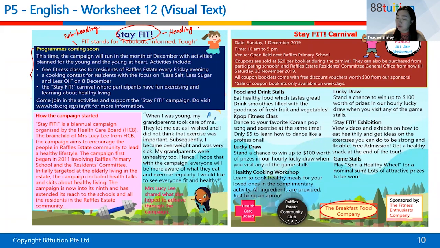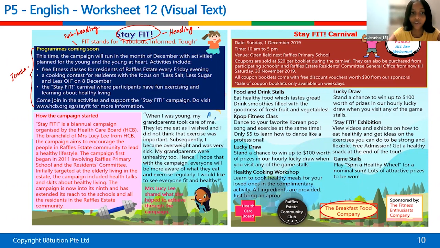Okay, so each of you will read one section. Now we'll start with Jerusha. Programs coming soon. This time, the campaign will run in the month of December with activities planned for the young and the young at heart.